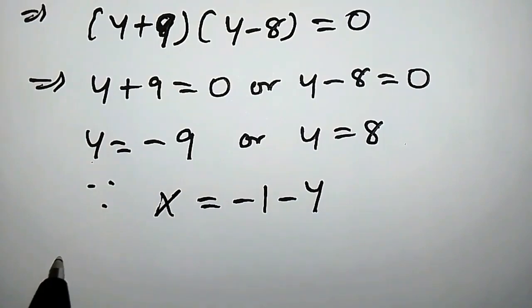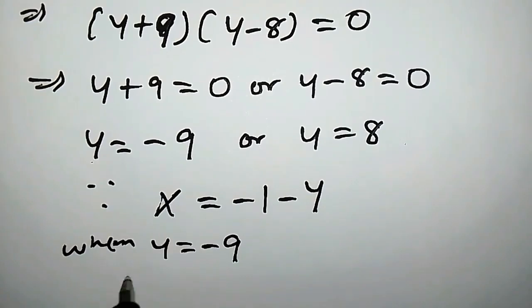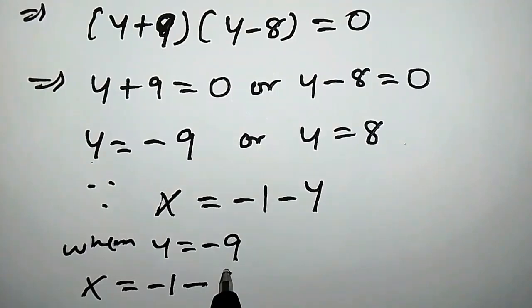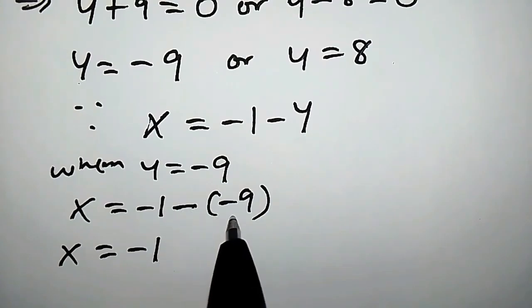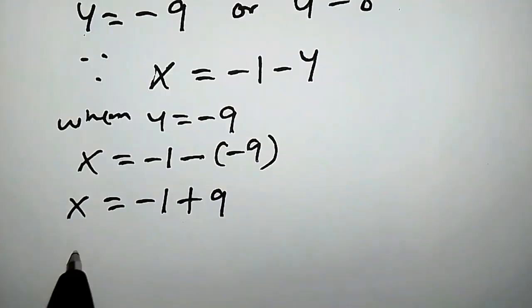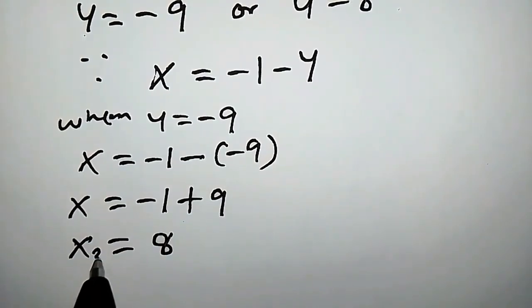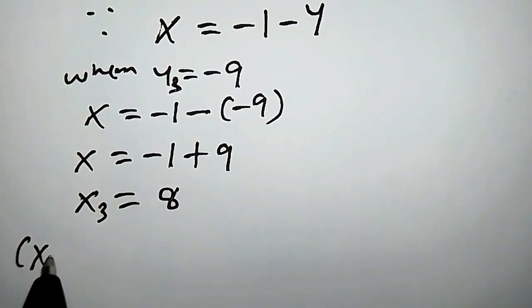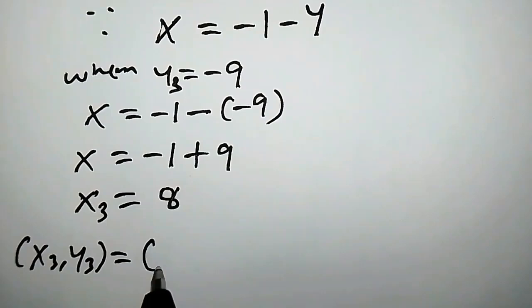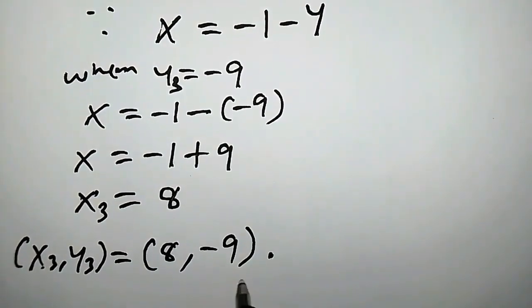Considering y equal to negative 9, when y equal to negative 9, x equal to minus 1 minus y; we now replace this y with minus 9. x equal to minus 1 minus times minus 9, that is plus 9, x equal to minus 1 plus 9, that is simply 8. Let us call this x3 and this y3. This means that the third solution, x3 comma y3, is simply equal to x3 is 8 and y3 is negative 9. This is the third solution.